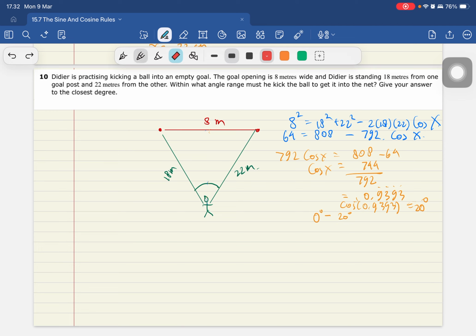So there it is for the sine and cosine rules. Thank you.